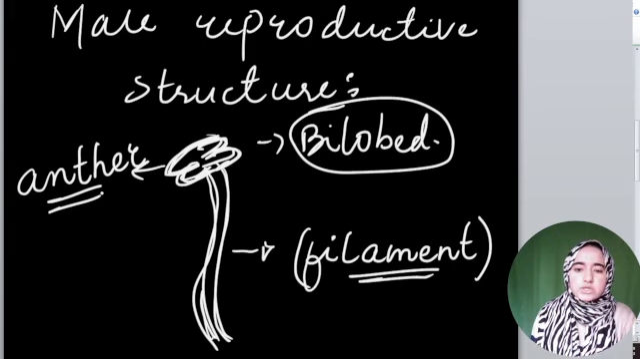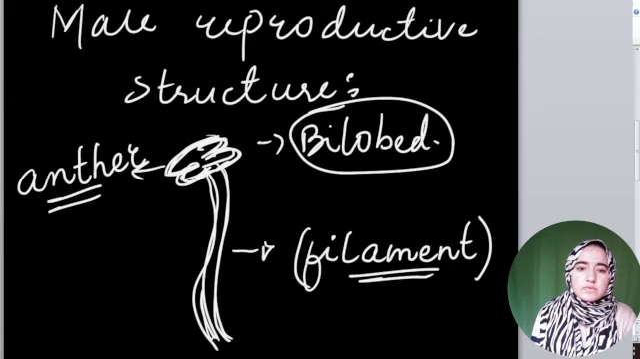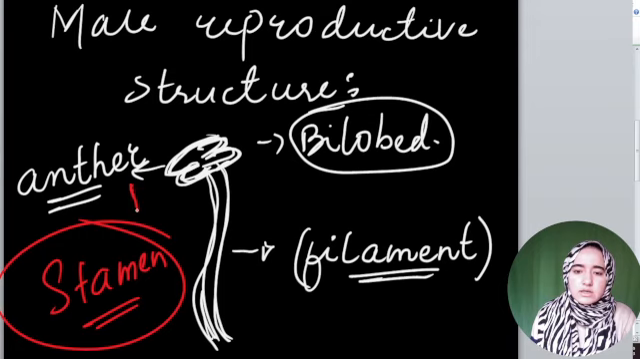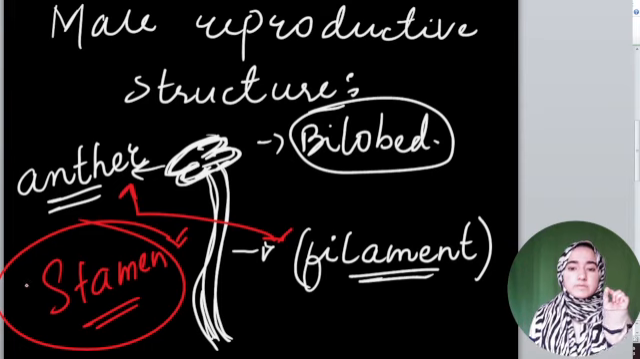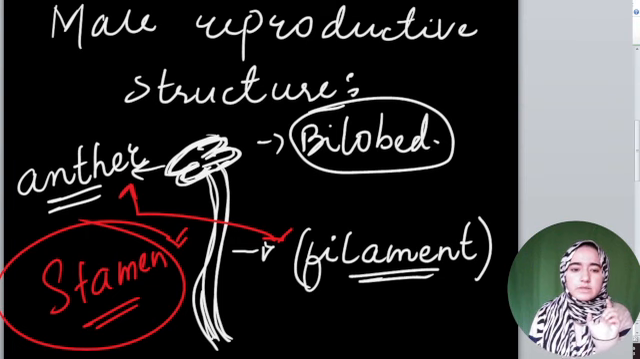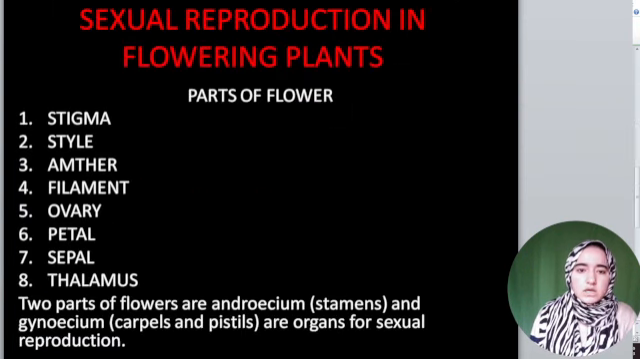And the whole structure, anther and filament together, forms the stamen. Anther and filament together form stamen. Please remember, anther and filament together form stamen. I hope this concept of male reproductive structure is clear. These are basically parts of a flower. Anther is clear, filament is clear, right?